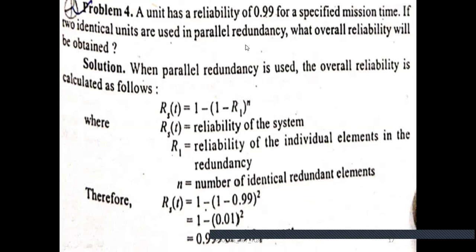So R1(t) value is given here, 0.99. We put this value in the formula in place of R1, and n is equal to 2 for the two identical units. So we put the value n equal to 2, and then we calculate this value. So the reliability of the parallel redundancy is 0.999, meaning 99.9 percent.